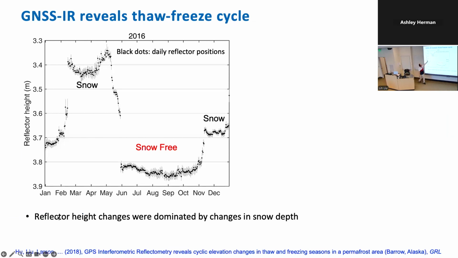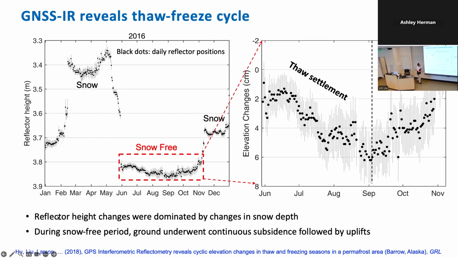So when you see a lot of large oscillations, that's related to the change of snow depth. Snow comes in, accumulates, and snow melts, and so on and so forth. So that's being used in several stations across the globe to measure snow heights. I'm going to focus on this time window from June to November when there was no snow on the ground. Now we can zoom in. This is what I was interested in. This is the elevation change associated with the frozen ground dynamics.